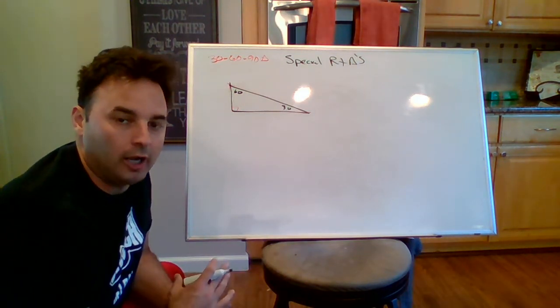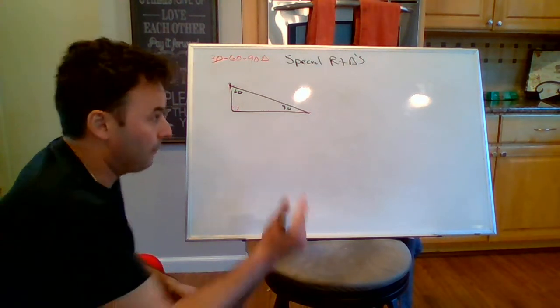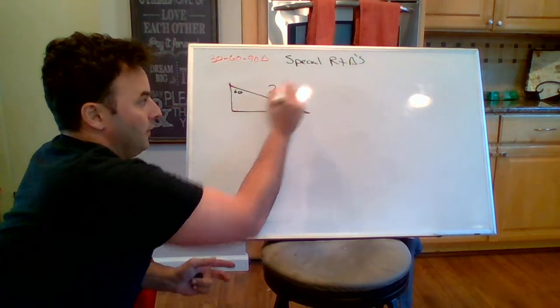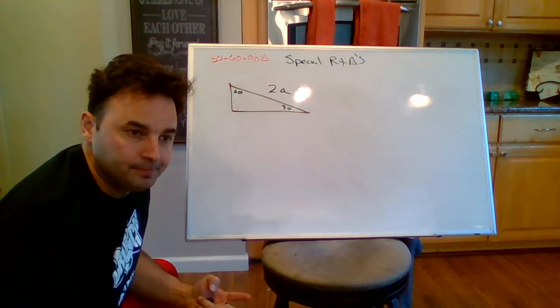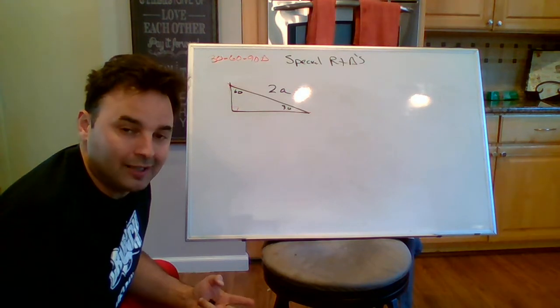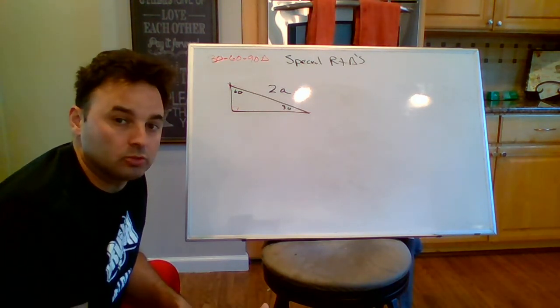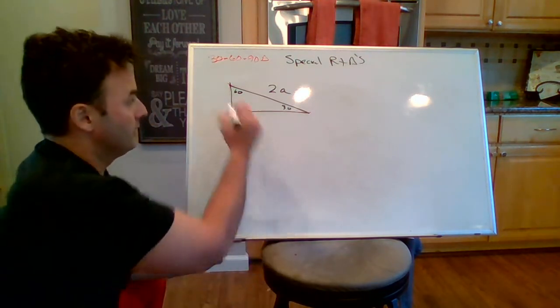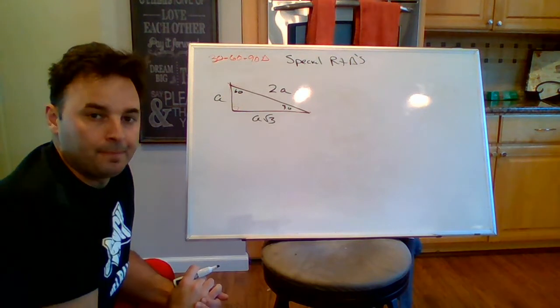What is the largest side of a right triangle? Yep, that's right, the hypotenuse. What's bigger, A radical 3 or A? A radical 3. So that gives us the smallest side is A. And the smallest side is always across from the smallest angle, so A is across from 30. And then A radical 3.